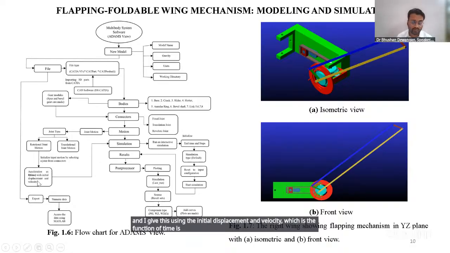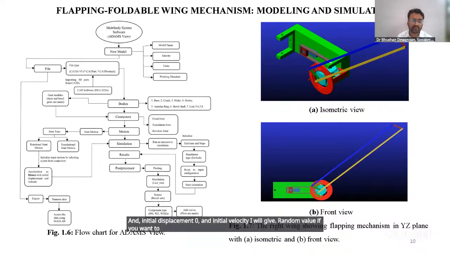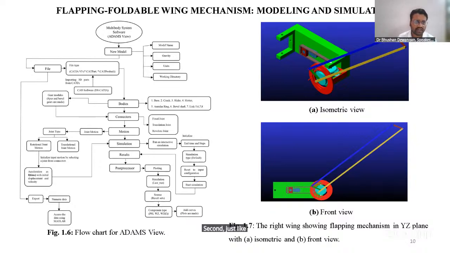Acceleration I will give 0, and initial displacement I will give 0, and initial velocity I will give a random value if you want to do it like this. For my PhD work, I have taken 1 radian per second, 2 radian per second, and 3 radian per second, in order to find out the different aspects of the analytical mathematical modeling we are doing, and the MSC Adams simulation we are doing.